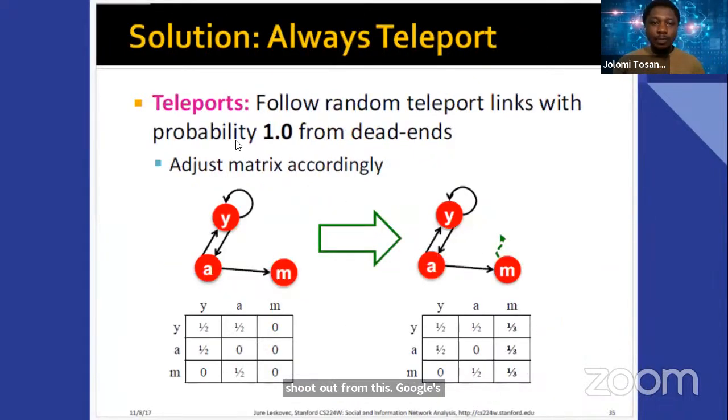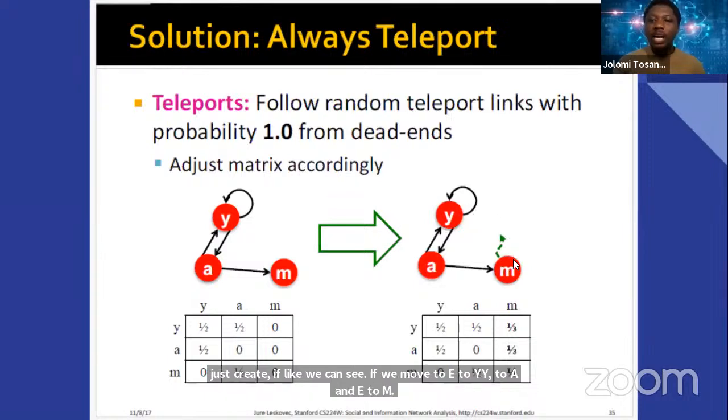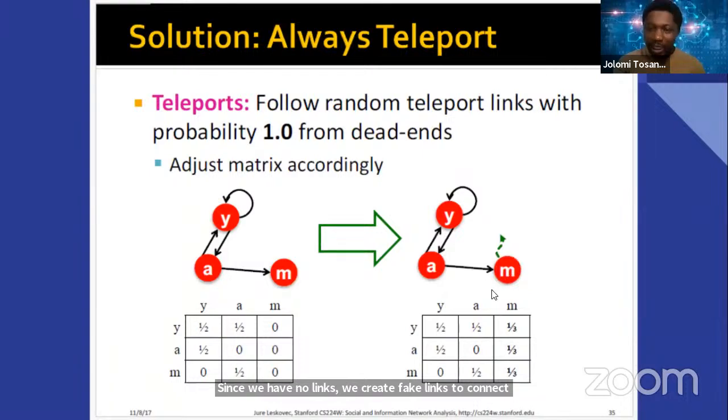So for dead ends, they used teleporting, which is similar to the other solution. If we move from A to Y, Y to A, and A to M, since there are no outgoing links, we create fake links to connect M to every other node. So you must leave M with a probability of 1, and there's an equal probability of leaving M to every other node. So that was basically their solution.